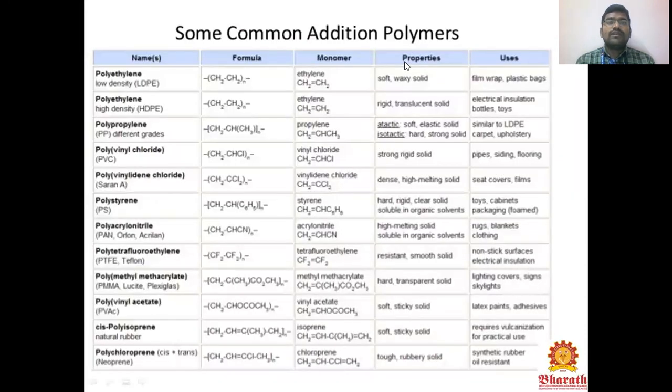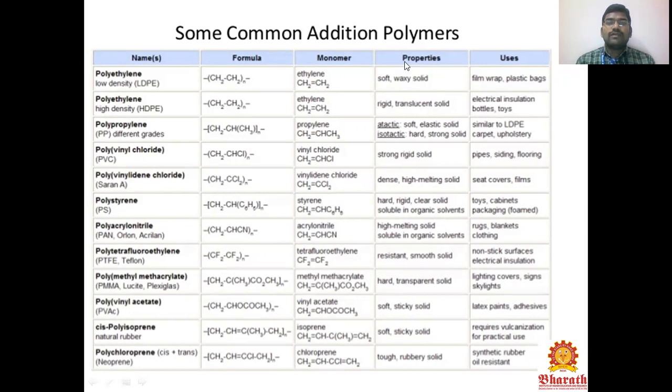Some common addition polymers are polyethylene, low density and high density, polypropylene, and polyvinyl chloride. There are different types of monomer and properties. Polyethylene is a soft, waxy solid. Film wrap and plastic bags are made from polyethylene. High density polyethylene is used for electrical insulation, bottles and toys. Maybe you have seen electrical insulation, the copper wire with the insulation around it.